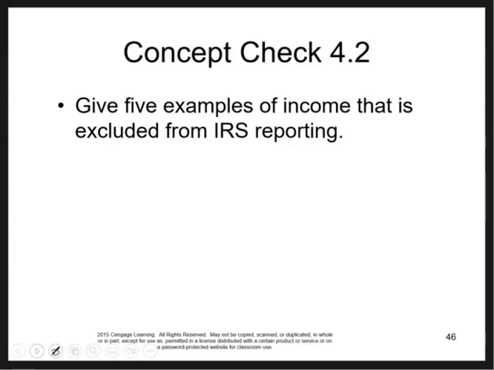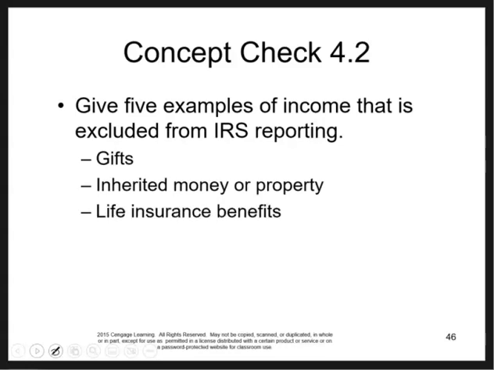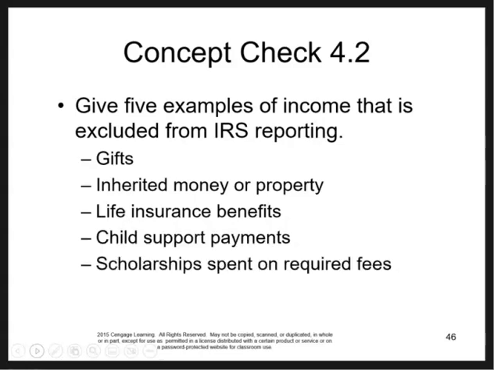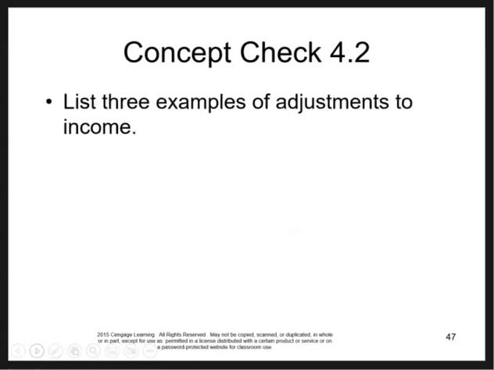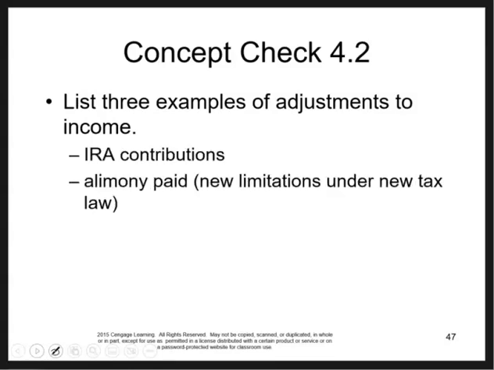Five examples of income that is excluded from IRS reporting: gifts, inherited money or property, life insurance benefits. Remember that those have to be paid for on an after-tax basis. Child support payments, and scholarships spent on required fees. Three examples of adjustments to income: IRA contribution, alimony paid with new limitations under the new tax law, and student loan interest paid.